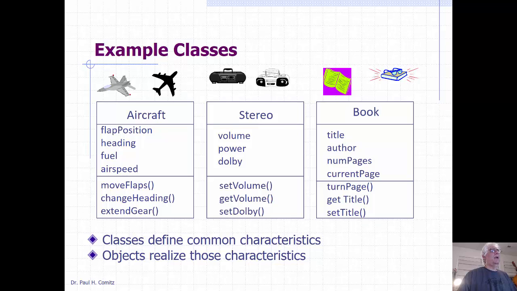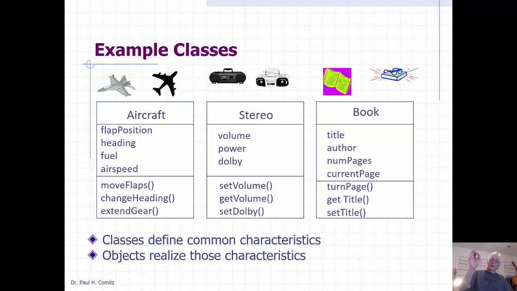All of these aircraft can have, here's the state or the data: position, heading, fuel, amount of fuel on board, airspeed, and there's obviously many other attributes that an aircraft can have. Here's some of the behavior. So here's the state, here's the behavior.